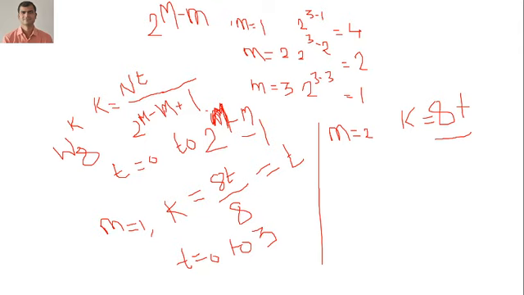2 raised to 3, sorry, 2 raised to 3 minus 2. So it becomes 2 raised to 2, that becomes 4. So it is equal to 2t. So here we need to put the value of capital M as 3, small m as 2, plus 1. So it is equal to 4. Now the value of k we have got as 2t.